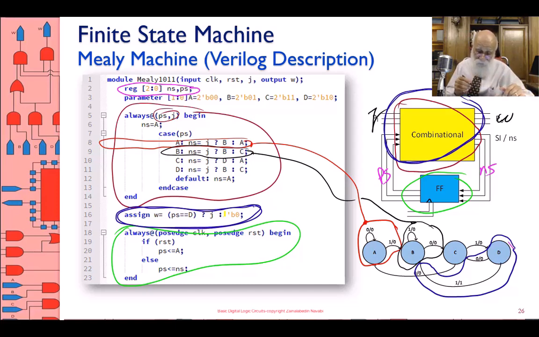And finally, the last one here, that's the register block. This one over here, it is asynchronous reset. It is positive edge. If the reset is 1, A goes into the present state. The present state is the output of the flip-flop. Otherwise, next state goes into the present state.